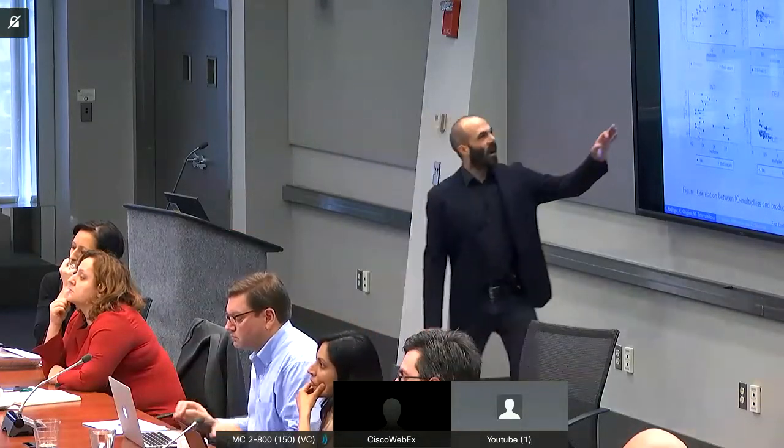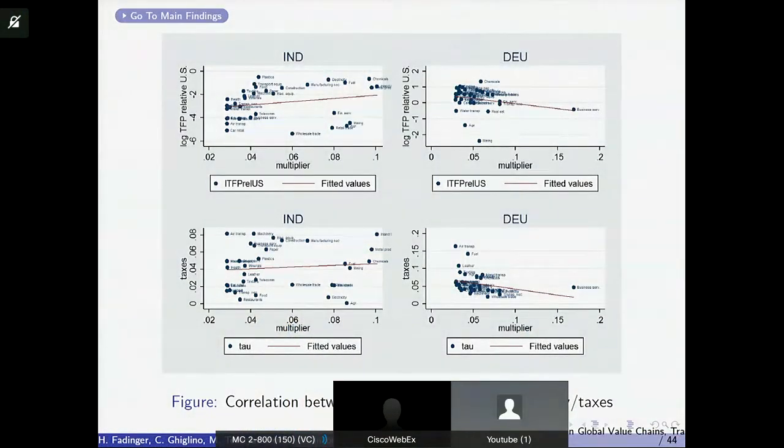So, for example, here we have India and here we have Germany. Here on the vertical axis we have log TFP relative to the US, and here we have the multiplier on the horizontal axis. And you see basically in India, first of all, India, of course, is on average much less productive than the US, but there's also quite a lot of dispersion in these relative productivities. And on average, at least, the relative productivity correlates positively with the multiplier.